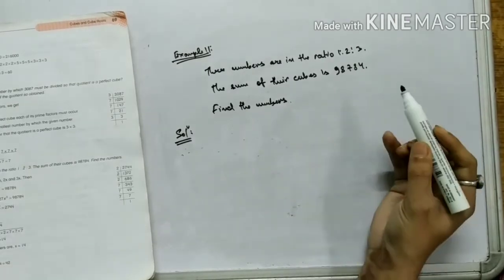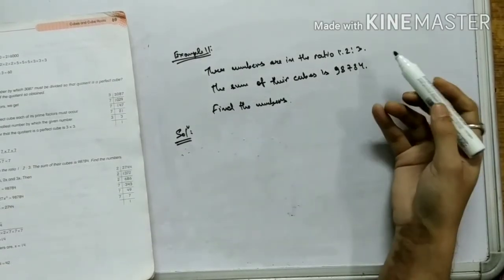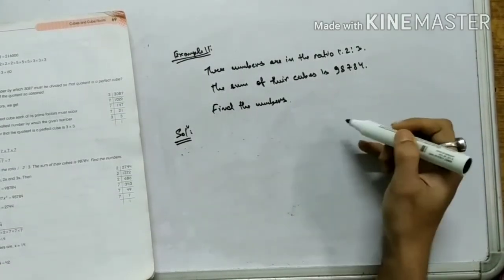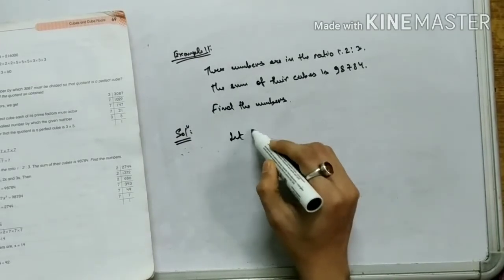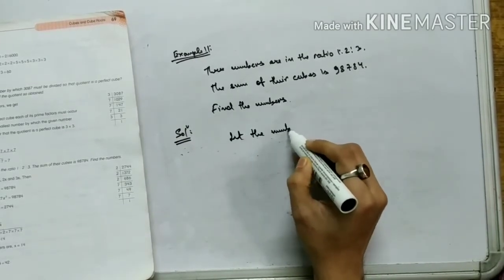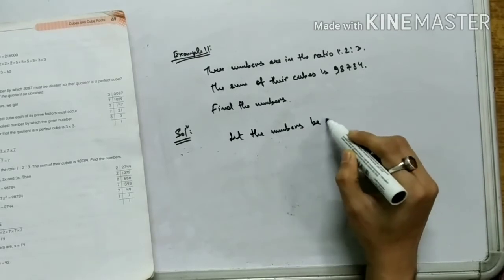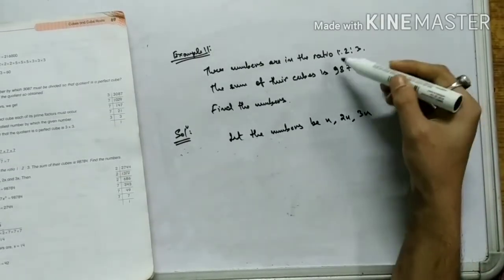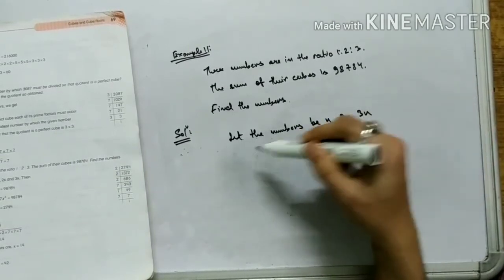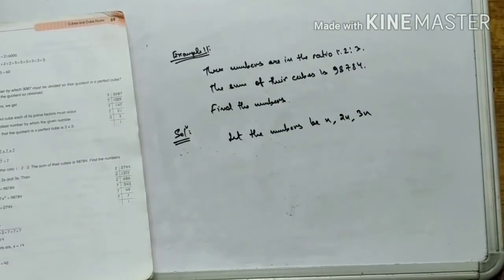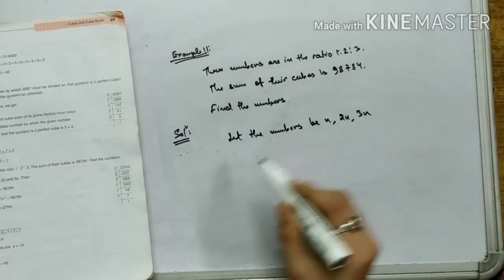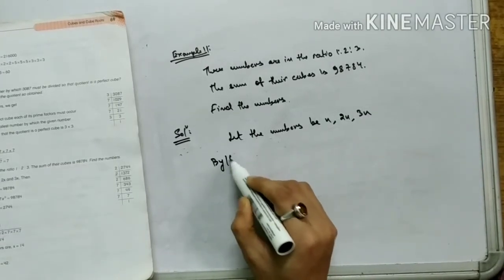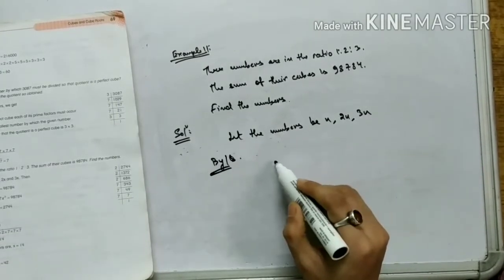In our lower classes, we have already learned that if the numbers are in a ratio, we take them this way. Let the numbers be x, 2x, 3x. Okay, the ratio is 1:2:3, so I will take the numbers as x, 2x, 3x. The sum of their cubes is given.